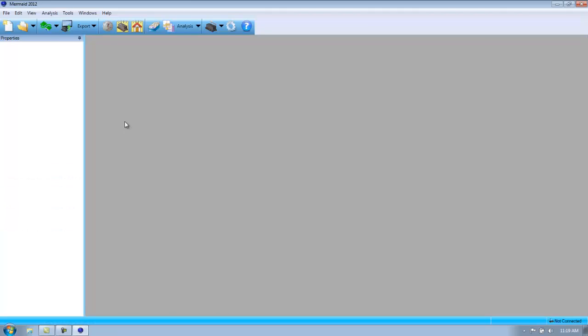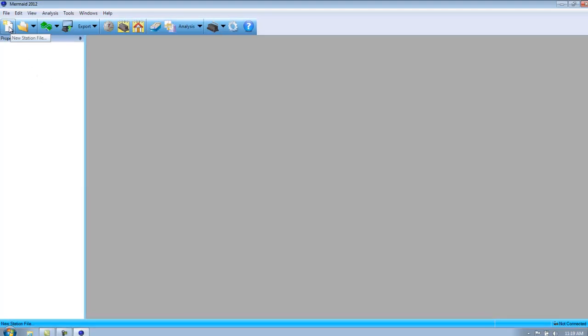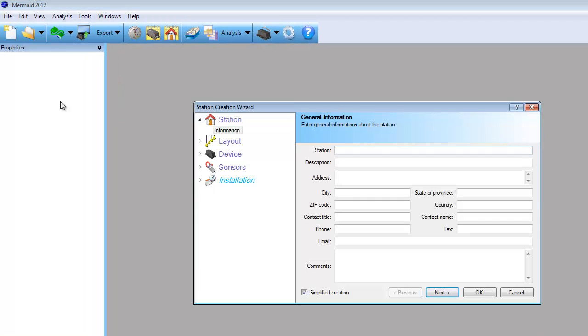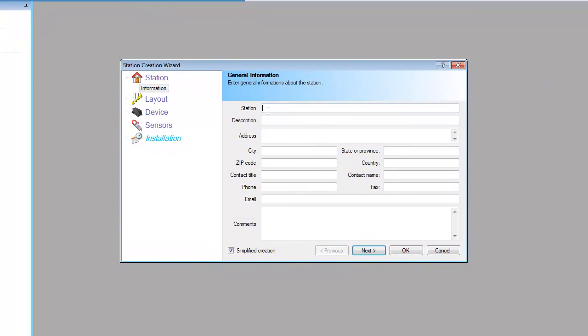Now that we have all those settings changed, I'm going to show you where you would go to start a new station file. Click on the icon and then put in the pertinent information for the station, hit next, and continue to follow the panels until complete.